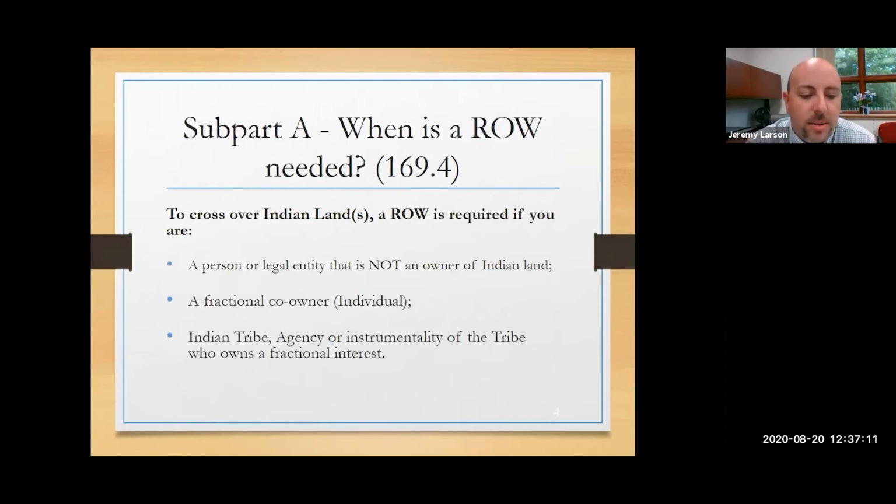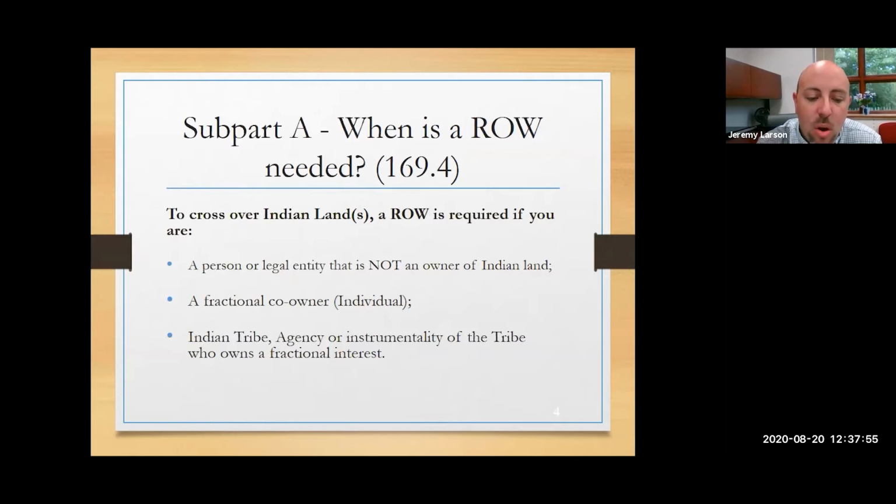When is a right-of-way needed? You need an approved right-of-way before crossing Indian land. So if you are a person or legal entity, including but not limited to an Indian, non-Indian, or a non-owner, or a federal, state, local government entity, or a third-party entity, which would be a service provider, such as Xcel Energy, CenturyLink, just another utility that is looking for access to land or needs the right-of-way through that tract or parcel of land.